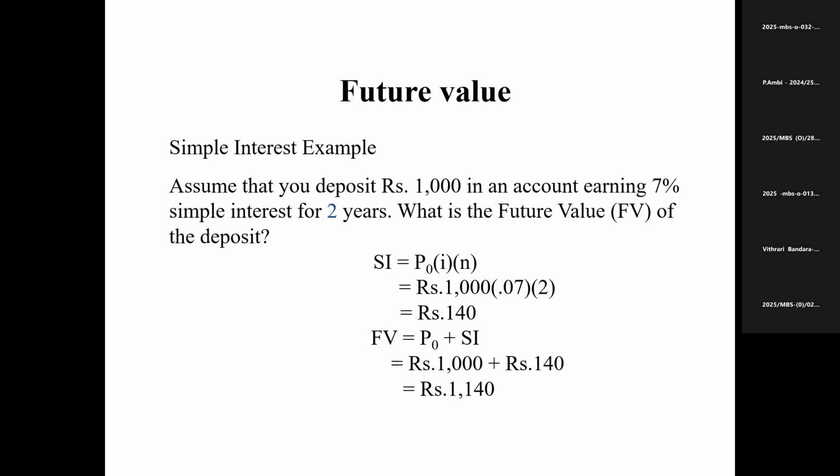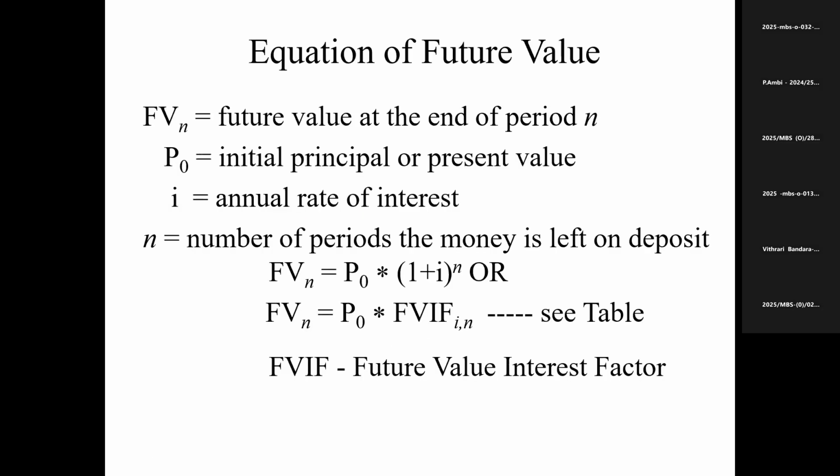I don't want to explain much; you are familiar with this basic concept. Moving on, as I explained, the future value interest factor tables are prepared based on (1 plus i) to the power n, where i is the rate of interest per period.